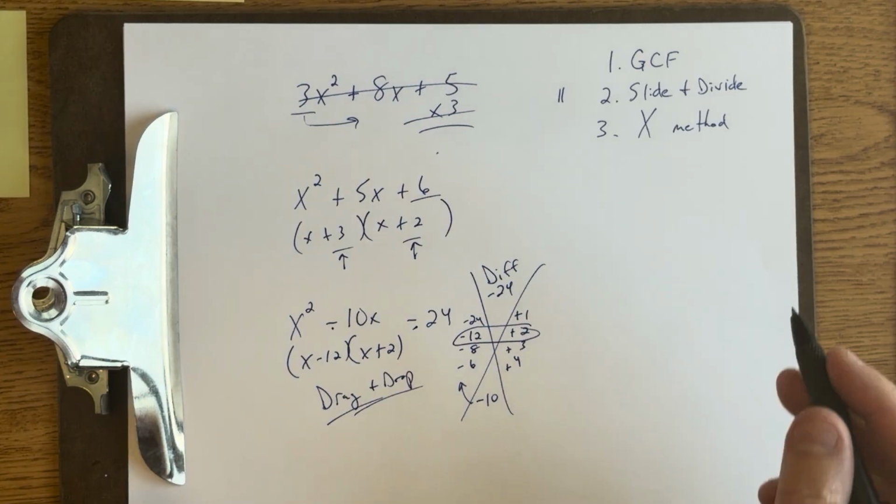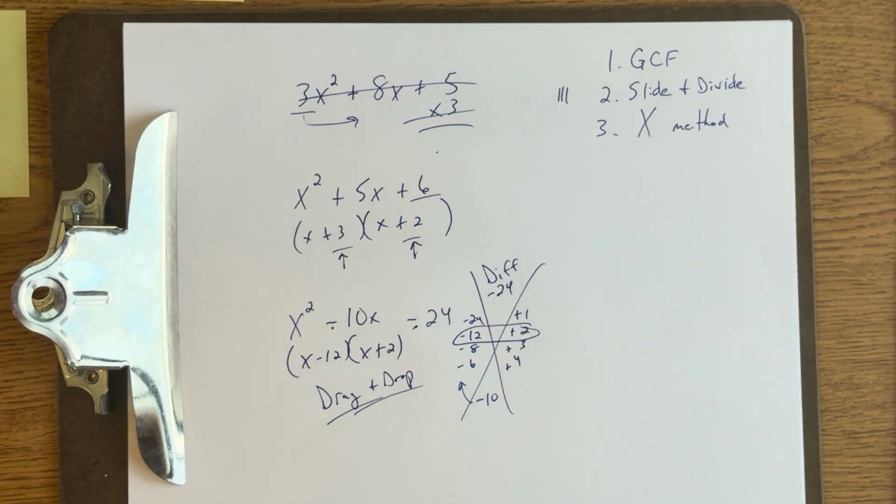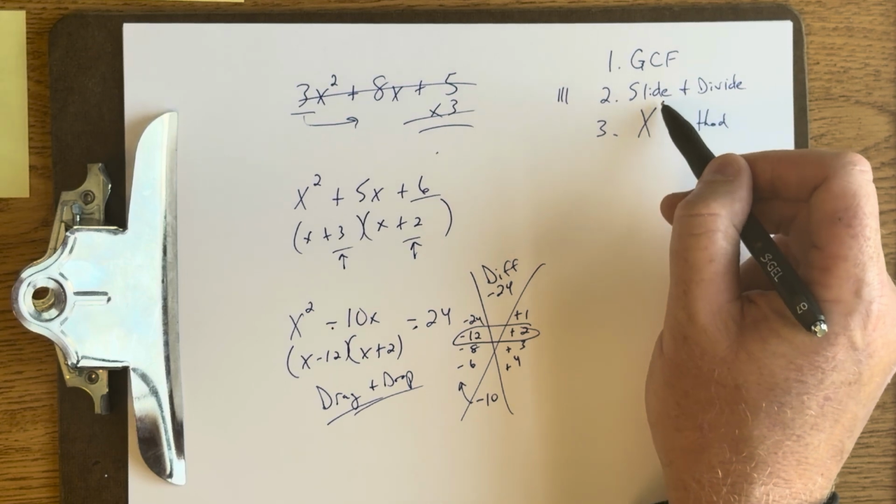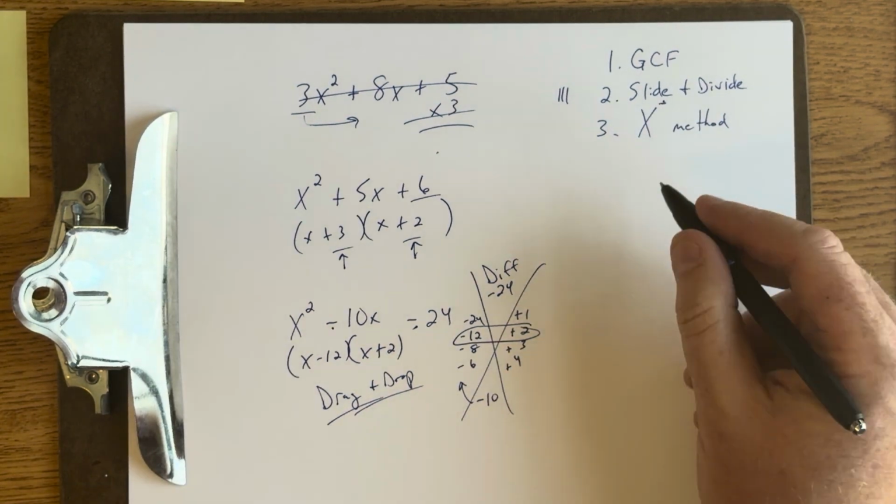Number 9, you've got another one that is slide and divide. So you've got at least 3 slide and divides. I'm not going to do another one of those. Just go back and pay attention to the slide and divides. And then number 10, you're going to have something that looks like this.